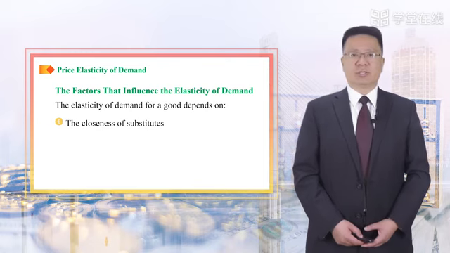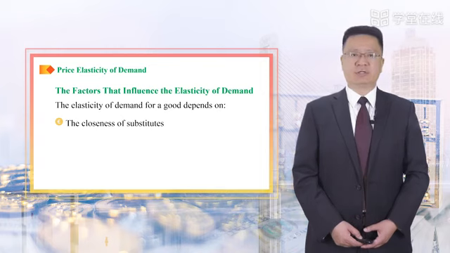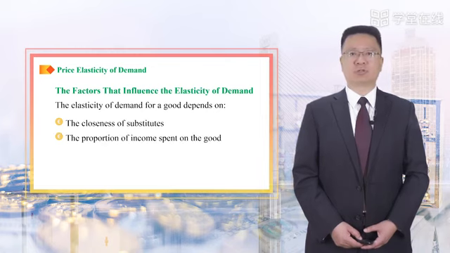In addition, necessities such as food or housing generally have inelastic demand. Luxuries such as exotic vacations generally have elastic demand. As to the proportion of income spent on the good, other things remaining the same, the greater the proportion of income spent on a good, the more elastic or less inelastic is the demand for it.